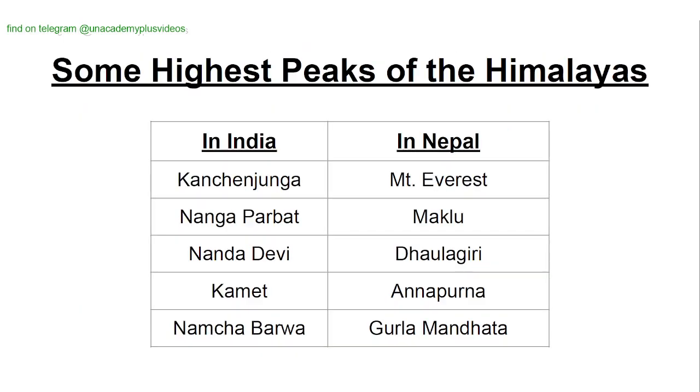Some highest peaks of the Himalayas. In India: Kanchenjunga, Nanga Parbat, Nanda Devi, Kamet, and Namcha Barwa. In Nepal: Mount Everest, Makalu, Dhaulagiri, Annapurna, and Gurla Mandhata.